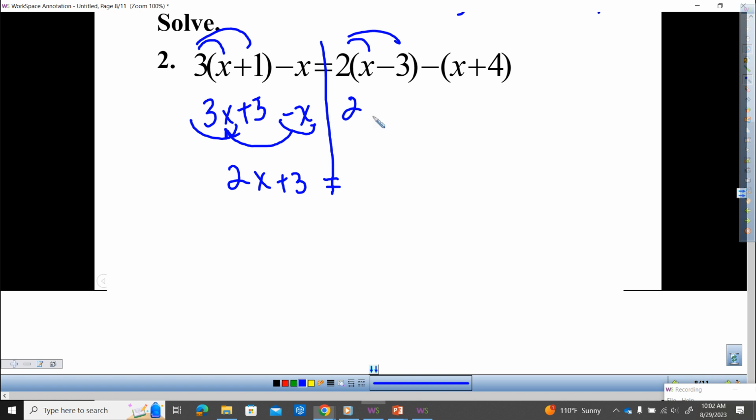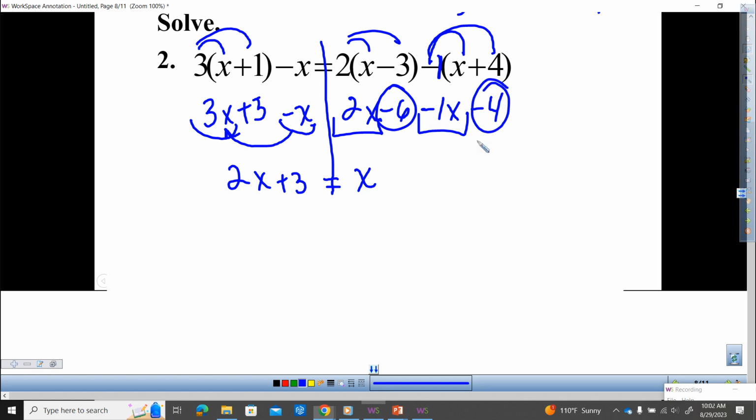Distribute, so I end up with 2x minus 6, and I'm going to distribute a negative 1 because of that negative to the other parentheses, negative 1x minus 4. Can I combine stuff? Yes. 2x minus 1x is 1x. Negative 6 and negative 4, they're the same sign, so this is negative 10. And if you're right there.